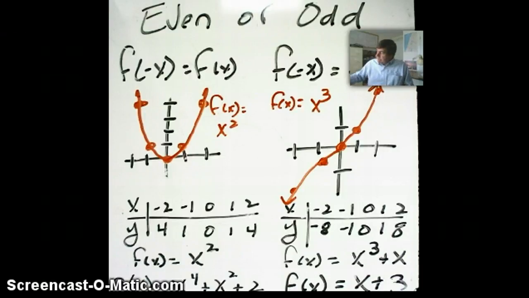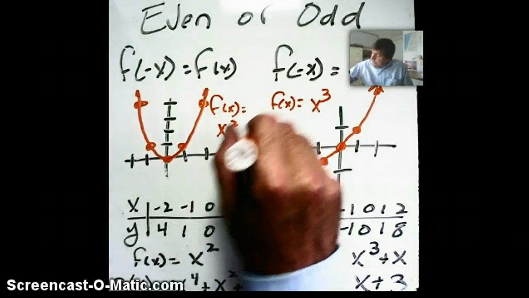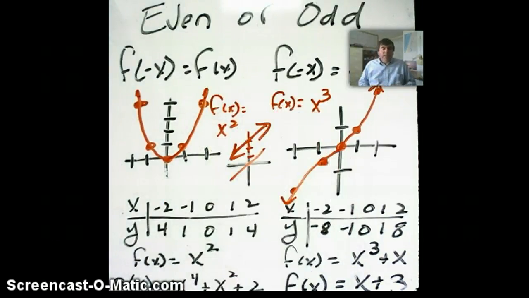Now how about this function right here? F of x is equal to x plus 3. Well, that's a good question. So what would f of x equal x look like? That would just be a line going like that. What if it's plus 3? That means that I moved that line up 3. Now my question to you is, look at that line. Is that line symmetric with the origin? Does it have point symmetry with the origin? And the answer is no, it does not.